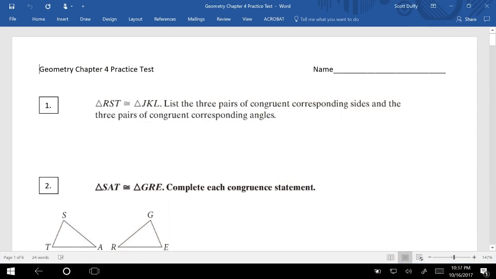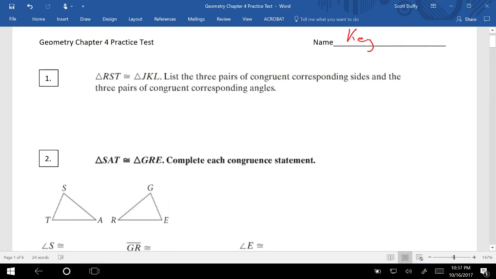Alright, I'm going to try and go through the practice test for you guys to check it against. Now, if I have triangle RST and triangle JKL, this is 3 pairs of congruent corresponding sides and 3 pairs of congruent corresponding angles. What you might want to do is actually just draw those in, just so you can see them.